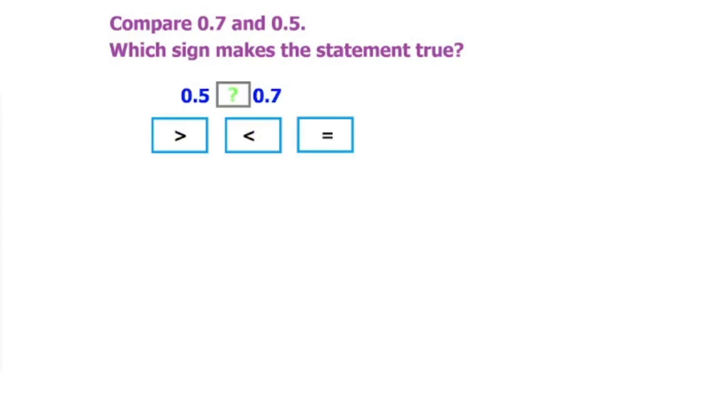In this lesson, we're going to compare decimals. So if we have a problem like this that says compare 0.7 and 0.5, which sign makes the statement true? And here we have 0.5 question mark 0.7. So you need to figure out if it's greater than, less than, or equal to. So we could use models to help you.